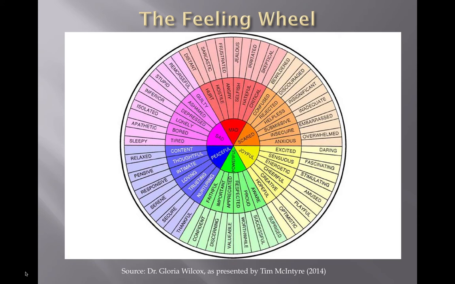So just using the peaceful sector of this wheel for a moment, in the middle of the wheel is the primary or basic feeling, peace, peacefulness, peaceful. To break it down in a more refined way, if we are feeling content, looking at the next level here, that can be more specified by saying relaxed. Thoughtful can be broken down into pensive. Intimate can be refined into responsive, and so on.